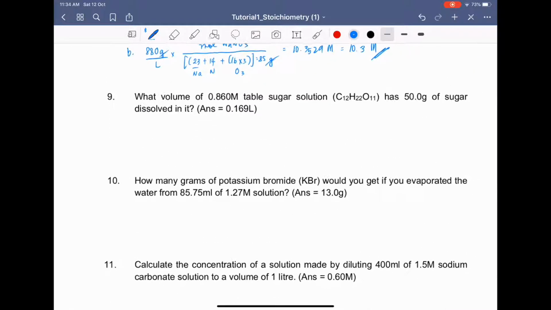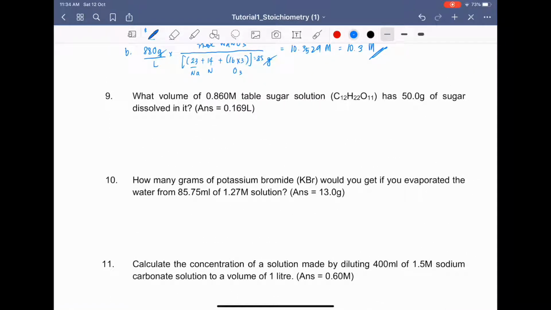Number 9, what volume of 0.86 molar table sugar solution has 50 grams of sugar dissolved in it? So we have 50 grams, and we will divide it by the molecular weight. So just calculate 12 times 12 plus 22 plus 16 times 11. That is 342 grams.